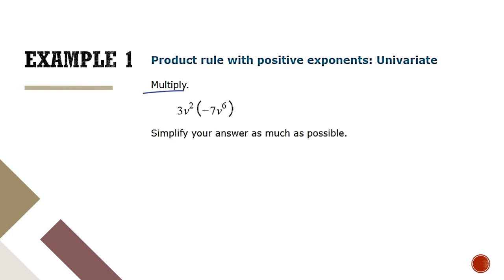And we're just going to start with a simple thing of multiplying. So we have 3v squared, and we're multiplying it by negative 7v to the 6. We're going to combine like terms. We have to multiply like things.